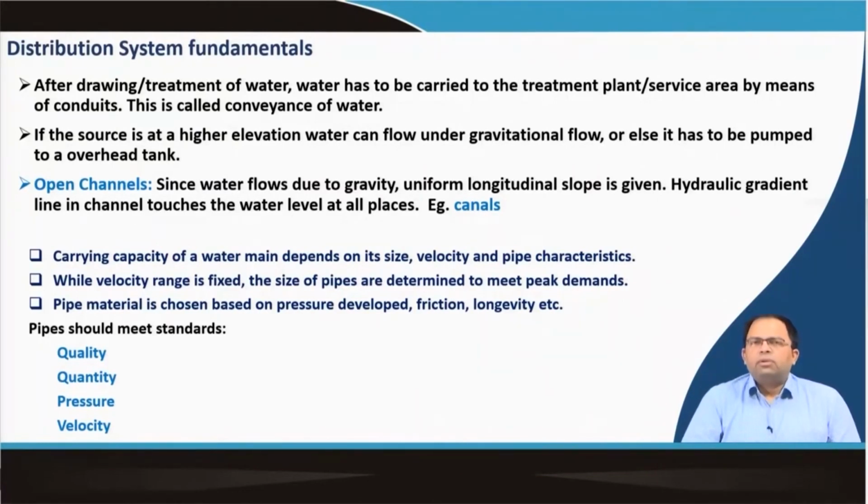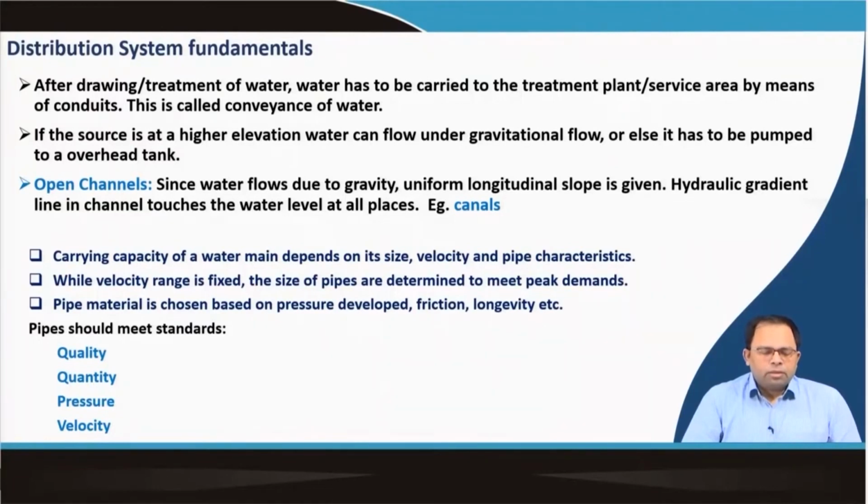There, since water flows due to gravity, we need to give a uniform longitudinal slope. That means, as much uniformity as possible, we would try to provide that. And we will make sure of the hydraulic gradient line, which you have learnt in the previous lecture. So, we have the hydraulic gradient line based on the piezometric surface, and then we know at whatever level the water is available, and wherever this line touches the channel, we would try to maintain the water level at those particular levels.